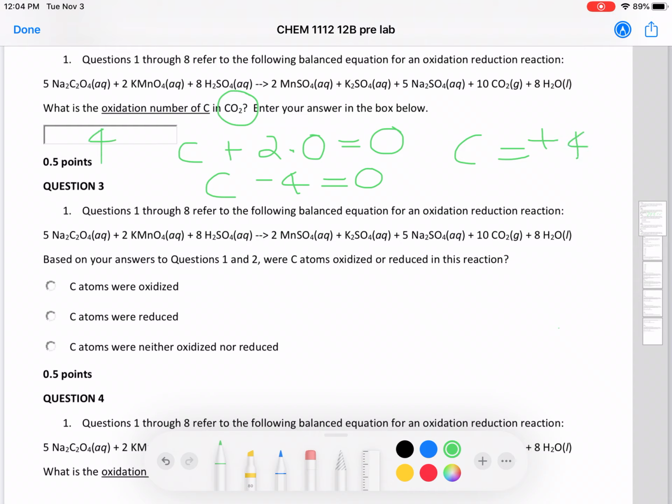Okay. And then based on answers to question 1 and 2, were carbon atoms oxidized or reduced in this reaction? Remember, carbon is going from +3 to +4. What happened to the oxidation number? The oxidation number increased. If the oxidation number increases, what do you call that? That is oxidation, right? So that means carbon atoms were oxidized.